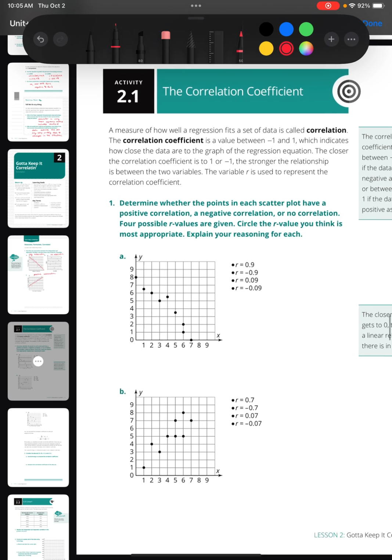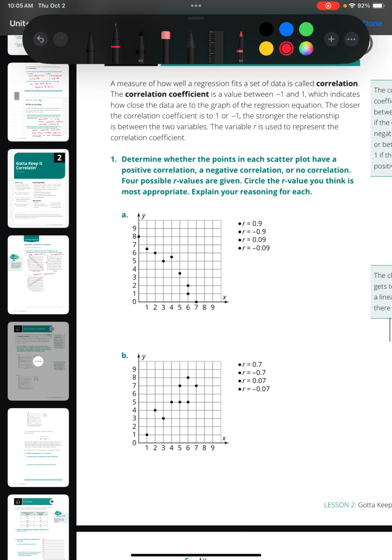So if we look at the first one, A, it's a negative correlation. It looks pretty strong. It looks like it's a pretty obvious trend going down. So I'd be looking something closer to -1. So the closest there I see to -1 is that -0.9.